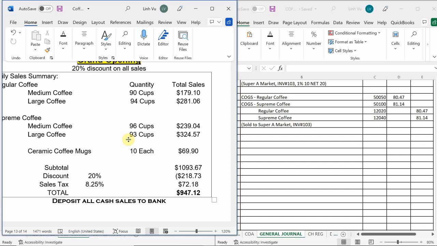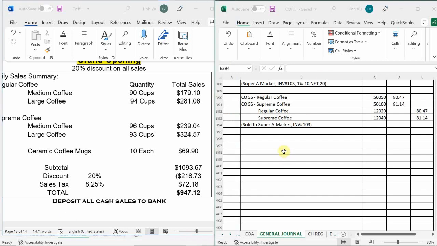Now, what did I get? What did I receive from this? We received money, cash. Good. So we got to go put that in our checking account. We also gave a discount, 20%, and we also charged tax, right?